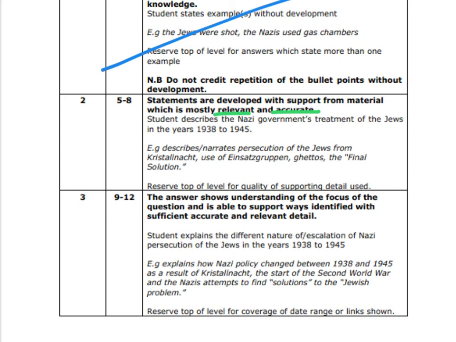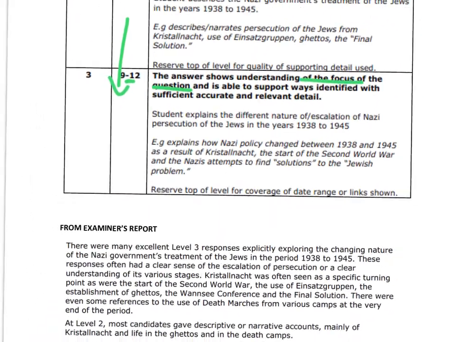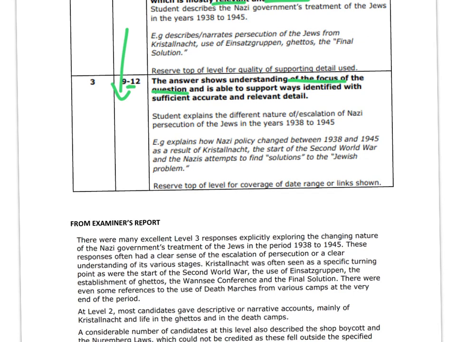You have put in the details, so I'm moving you definitely into a level 3, because level 3, 9 to 12 marks: the answer shows understanding of the focus of the question. You do, because you talk about change. You explain the different nature of escalation. Again, you do that. Okay, you talk about how things changed. Part of that is because it's a well-organised response. For example, it explains how Nazi policy changed between 1938 and 1945 as a result of Kristallnacht and the start of the Second World War. The Nazis attempted to find final solutions to the Jewish problem. Again, you've done all of those.